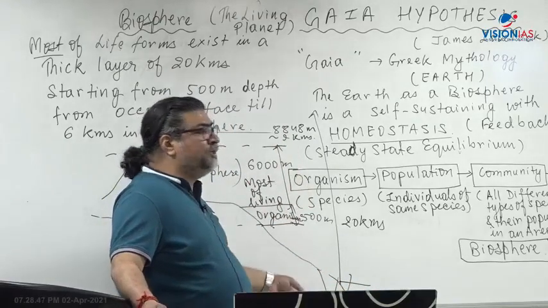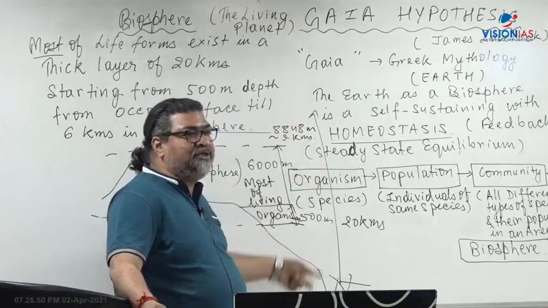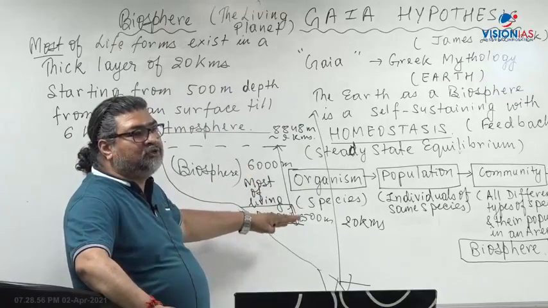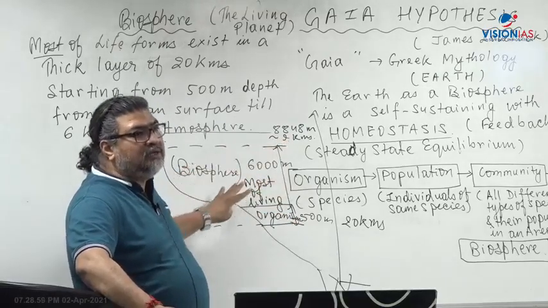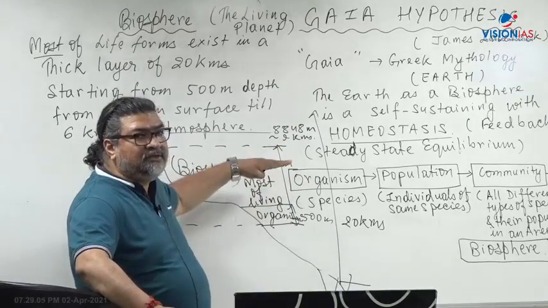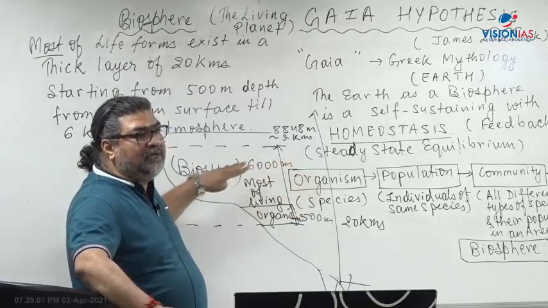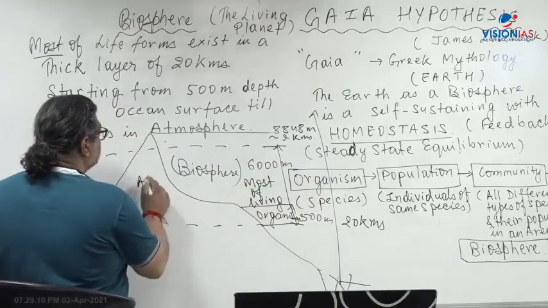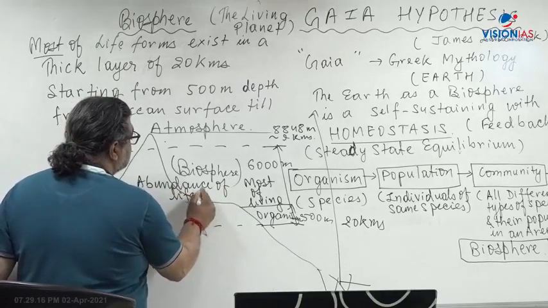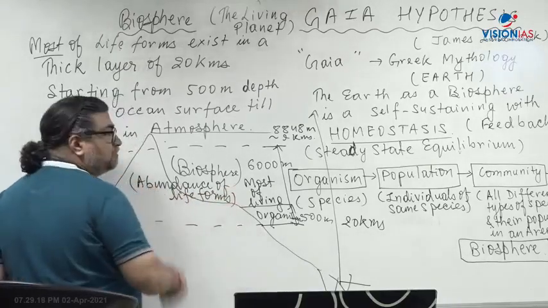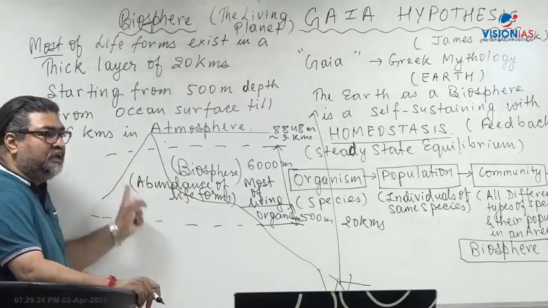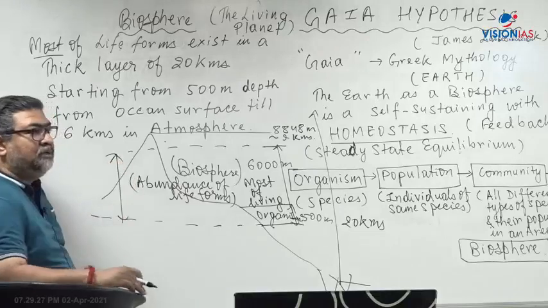That is what I am talking about, the entire range. But most of the living organisms you will find in the photic zone, up to 6 kilometers. From 500 meters to 6 kilometers is abundant; you have more abundance of life forms here. I have written here that an abundance of life forms exists in this area. Most of the living organisms will be there.